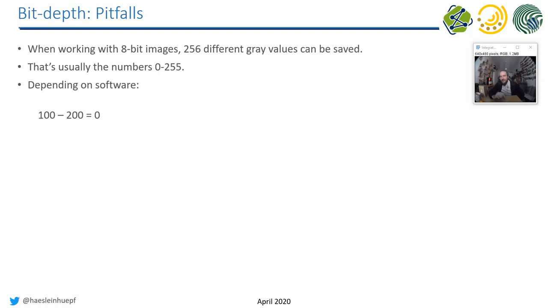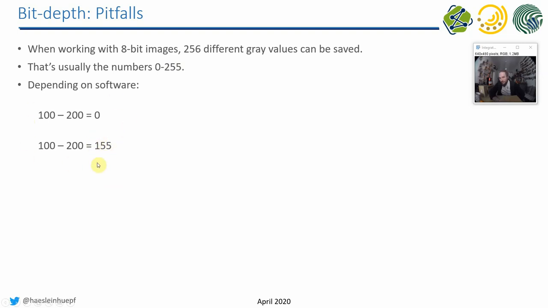So that happens. Later on in Fiji, we can try that, and I can show you how this works. There's other software where weird things like this are happening. It takes the 100 and subtracts 200, so it would actually be minus 100, but it cannot express this minus 100. So it starts again from the highest number, 255, and subtracts the remaining 100, right? So we end up at 155.